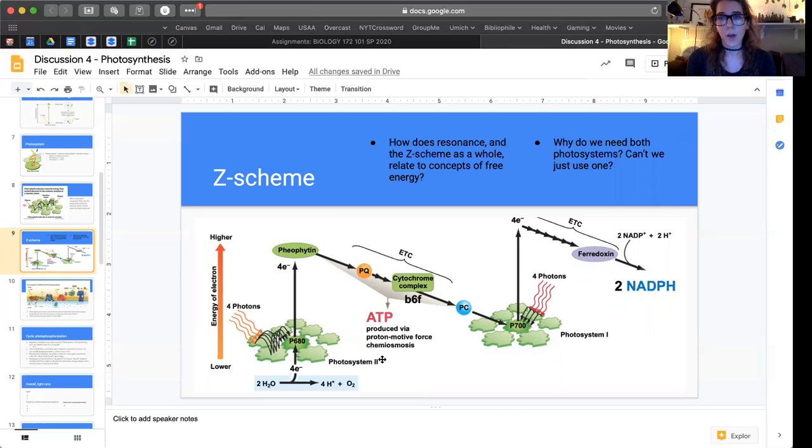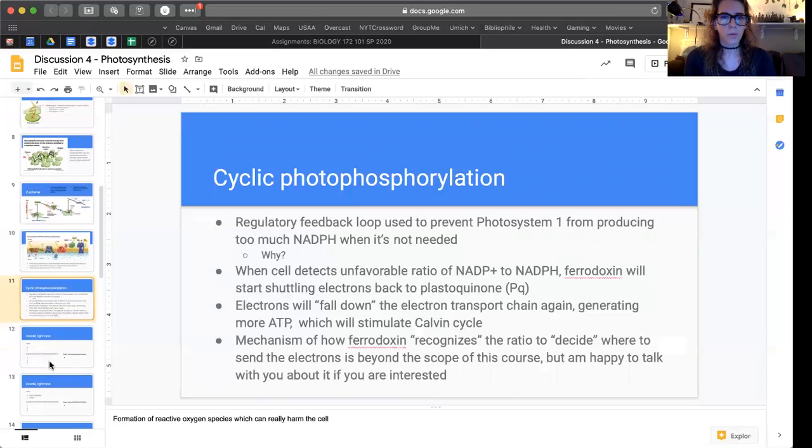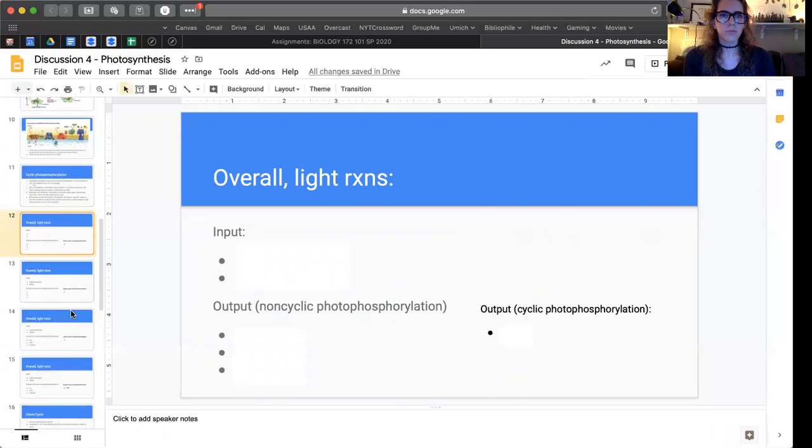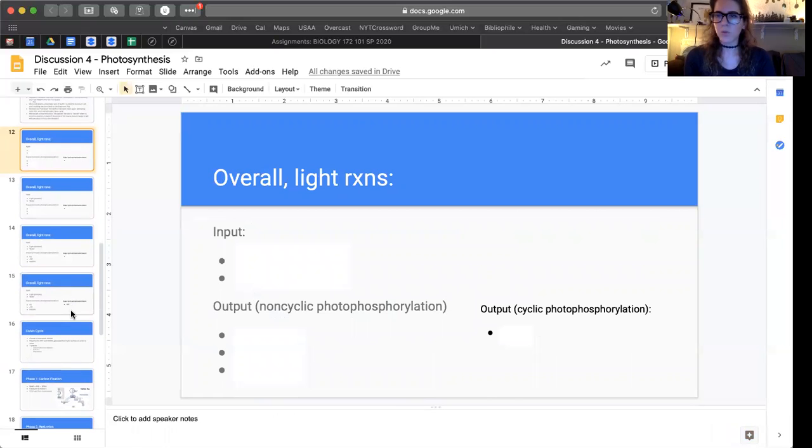This is really nice on a couple of accounts because one, you're protecting yourself from reactive oxygen species, but two, you're also producing more ATP in the process, and we know that ATP helps power the Calvin cycle. So if you had too much NADPH but not enough ATP to conduct the Calvin cycle, it's almost like a negative feedback loop. You're stopping the NADPH production, but you're increasing the amount of ATP, which will hopefully spur the Calvin cycle back on again, and then you can resume your non-cyclic photophosphorylation.